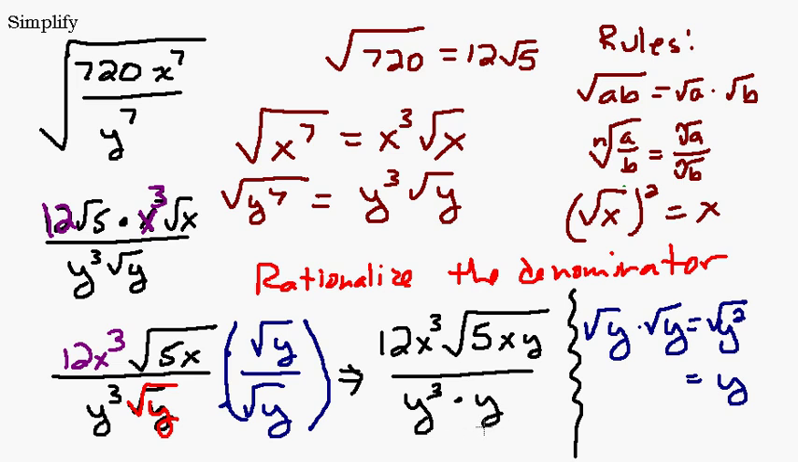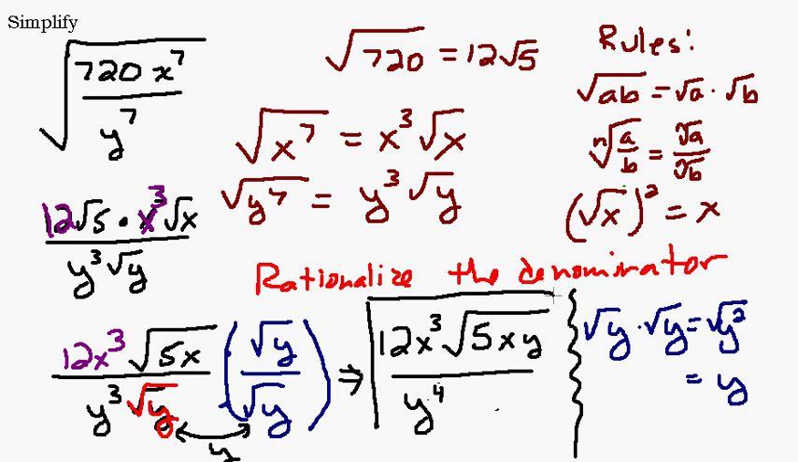So on the bottom here, I have y to the third times y, which is y to the first. To do that, I add my exponents. So that's going to give me y to the fourth. So I'm going to take a little shortcut here, and I'm going to erase this, and I'm going to write y to the fourth. So again, I got that by taking y to the third times these two went together to make y. And that is pretty much it right there.